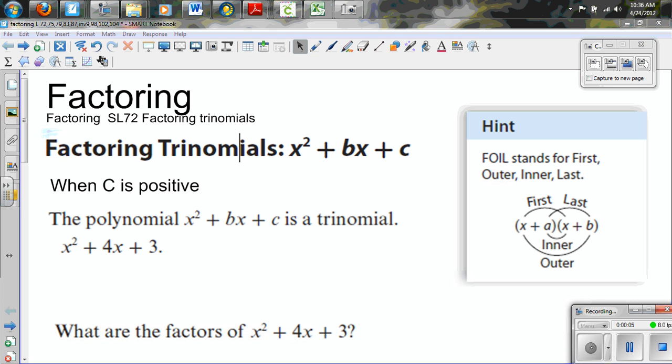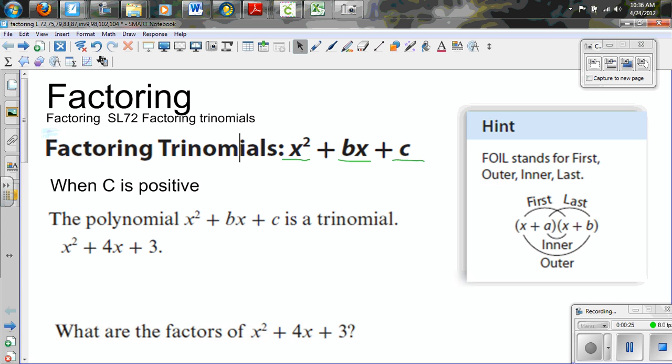Factoring. Today we're going to be factoring trinomials. And trinomials are expressions with three terms. If you look at this trinomial here, we have x squared plus bx plus c. That's got three terms in it, and we're going to factor it.